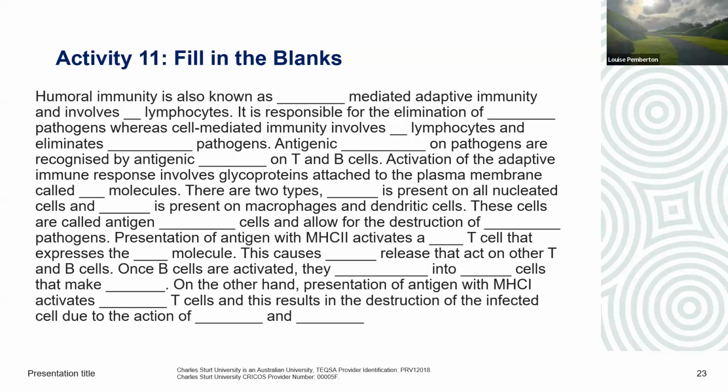Activation of the adaptive immune response involves glycoproteins attached to the plasma membrane, and these are called what molecules? MHC. Yeah, MHC, so major histocompatibility molecules. There are two types. Class 1 is present on all nucleated cells. So if you think about your red blood cells, they're not nucleated when they're mature, they lose their nucleus, but they've got the A and the B antigens, don't they? And the rhesus antigens instead of the MHC.